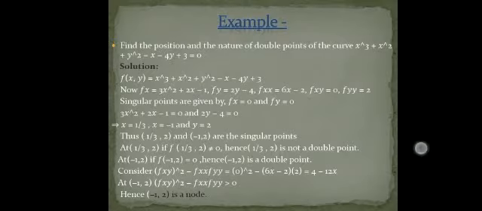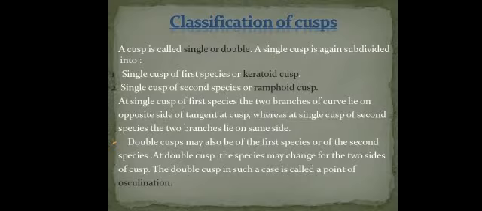Now after this example, we'll move forward and the next topic is classification of cusp. So a cusp is basically single or double. The single cusp is then again subdivided into carotid cusp, which is also known as single cusp of first species, and the second one is rhomboid cusp, which is single cusp of second species. At single cusp of first species, the two branches of the curve lie on opposite sides of the tangent at the cusp, whereas at single cusp of second species, the two branches lie on the same side.